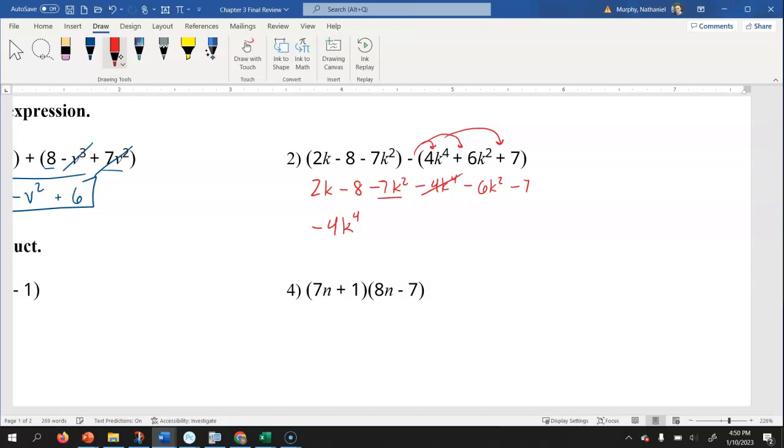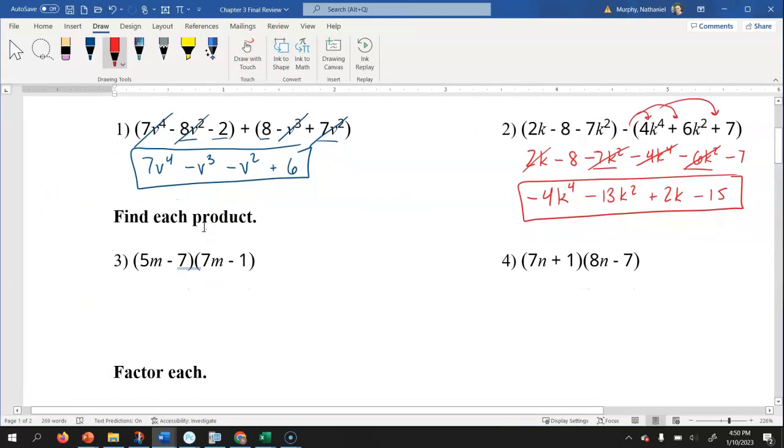Let's go down to the next one, which would be a squared. I see I have a couple of them. I have minus 7k squared and a minus 6k squared. Together, that makes minus 13k squared. And then we only have a single 2k. And then a negative 8 and a negative 7 together, that makes negative 15. So that'll be your answer for number 2.